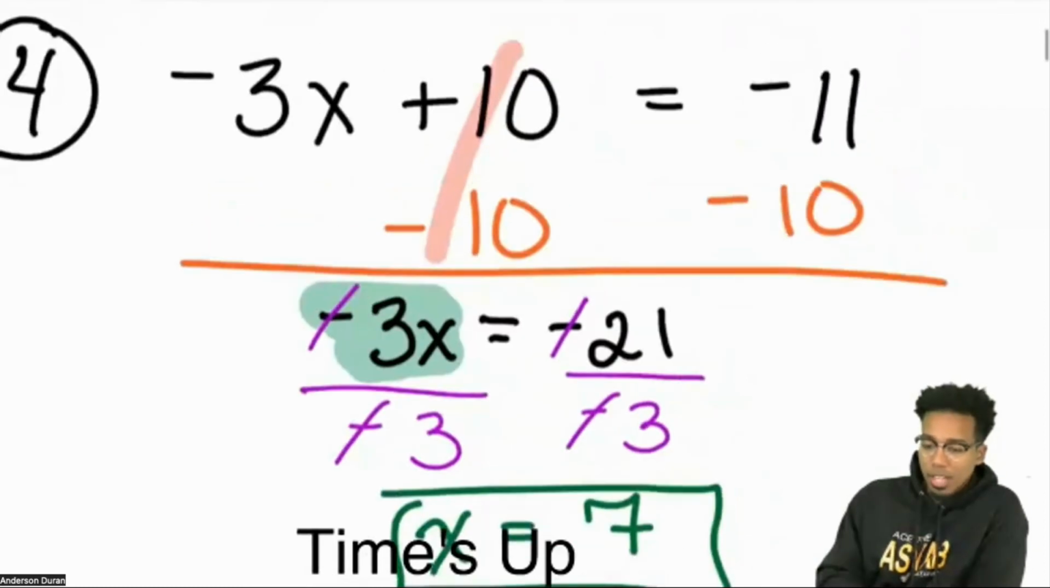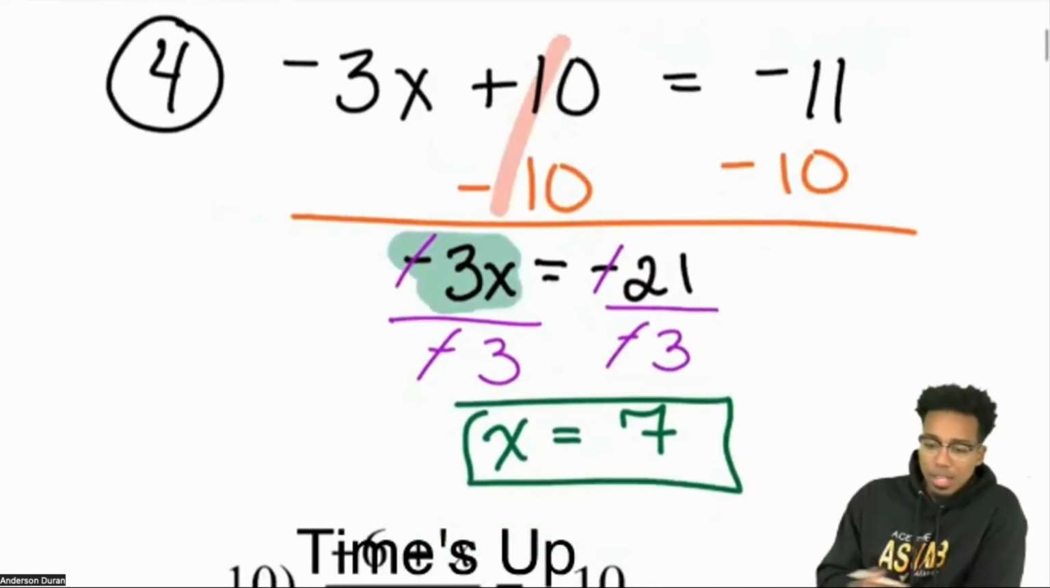Sonny messed up on the negative 11 minus 10. It's all good. Again, we make those mistakes, but we can correct them.